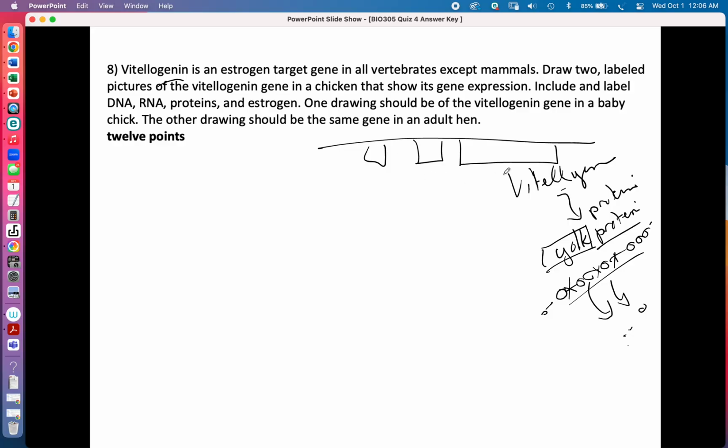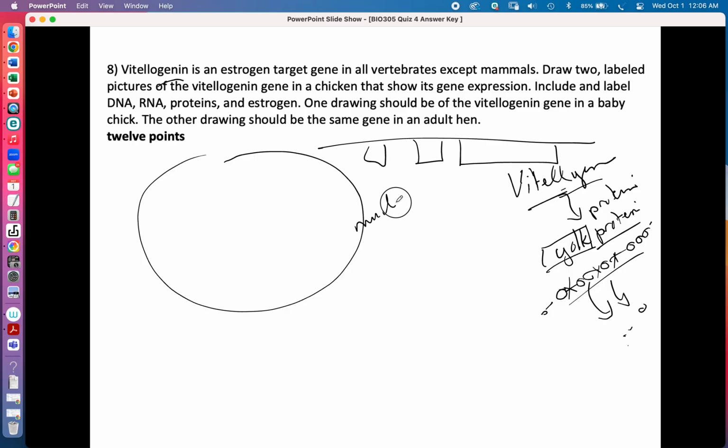And we're just adding that as an example to put it in a little context here, even in the context of a quiz, because it's just a target gene, and we're just putting a name on the target gene. And so here's what we've got to do. So the first one is to draw it in the baby chick. And I'm just going to draw the nucleus there, so we should label that nucleus, and to make the larger cell, but there it is.